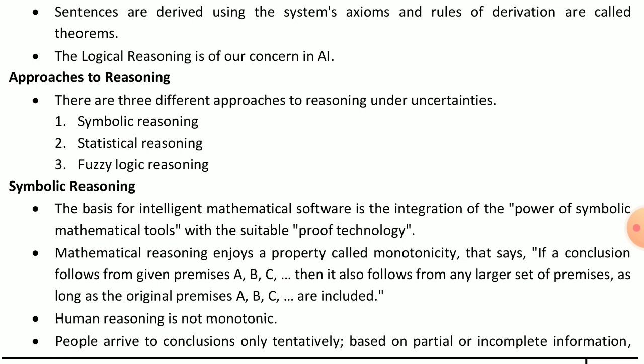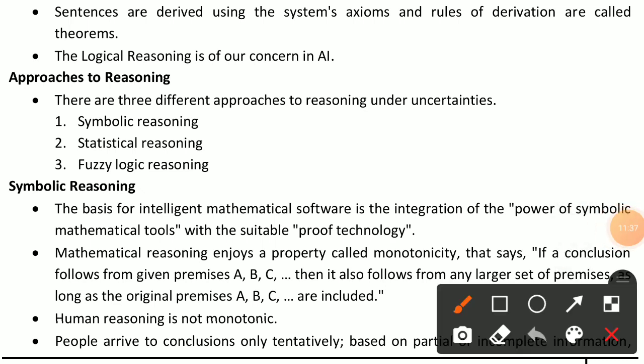Now different approaches are given. Approaches to reasoning: there are 3 different approaches to reasoning under uncertainty. First is symbolic reasoning, second is statistical reasoning, and third is fuzzy logic. So we use these 3 approaches for reasoning. First is symbolic reasoning. In this, first the basic introduction is given, then the details.